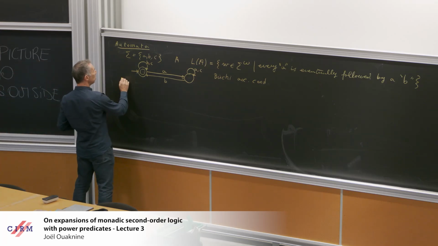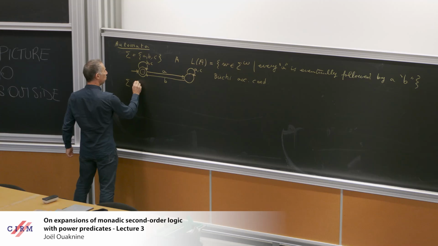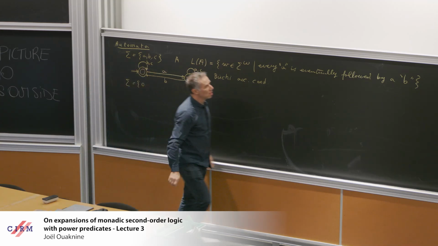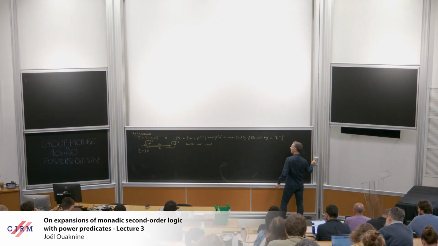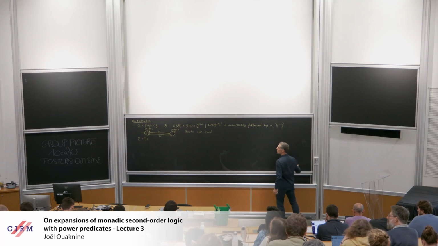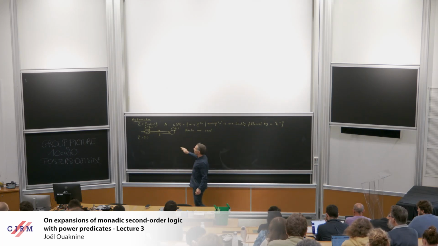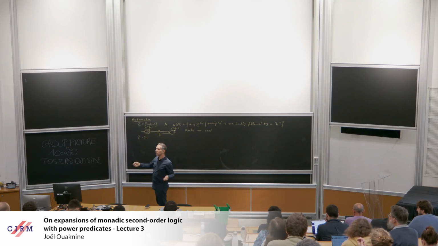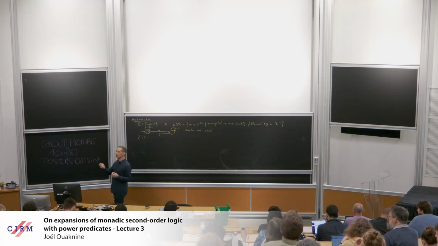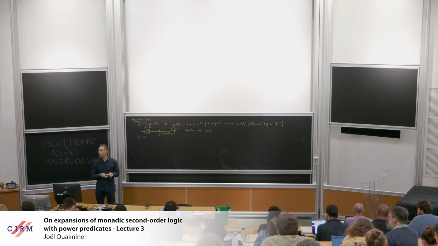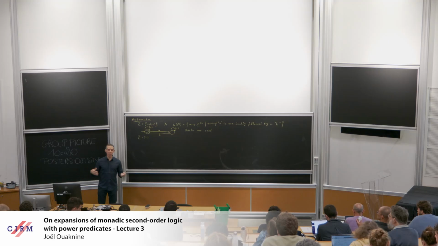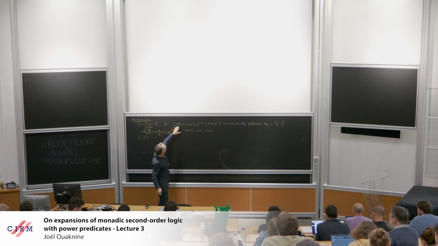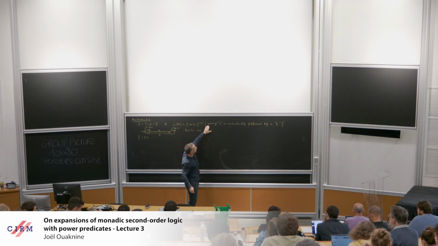Let's have another one. When you look at the sequence of states, you've got a word, and the word will induce a condition as to whether the automaton accepts the word or not. So L of A is the set of words that are accepted by the automaton.